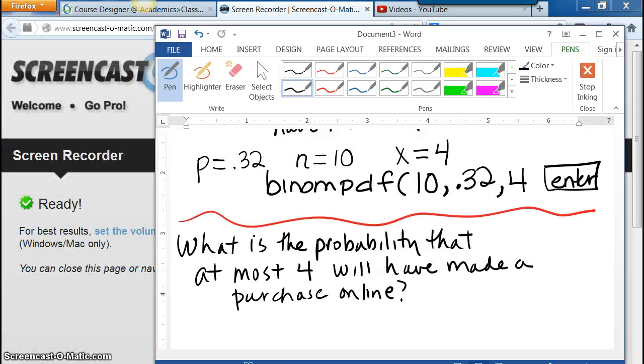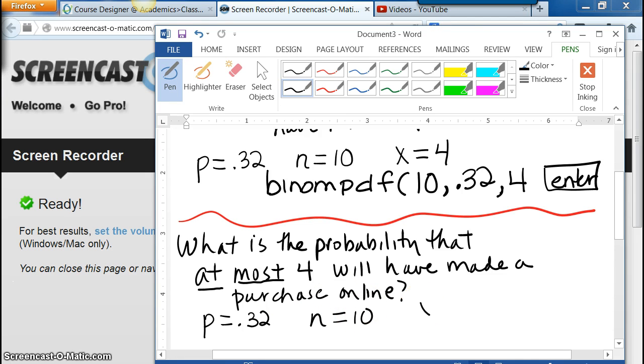Now we're going to switch the question up a little bit. We're going to ask what's the probability that at most 4 of the people have made a purchase online. So now at this point, the probability of success purchasing online is still 0.32. We still have picked 10 people, but at most 4 means 4 or less. It means either 0 people or 1 or 2 or 3 or 4. We would like to answer that question.